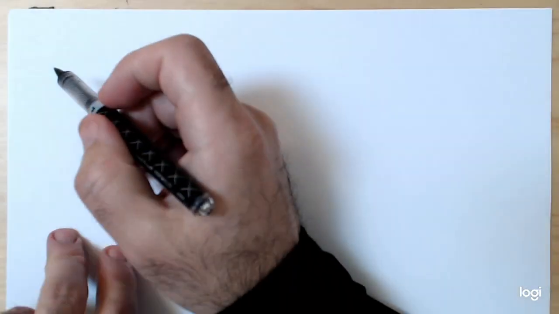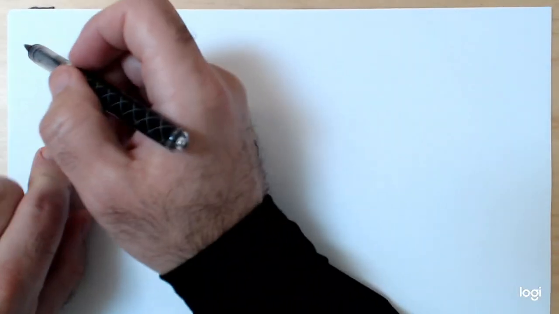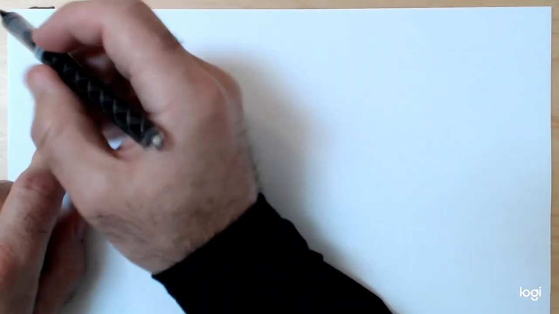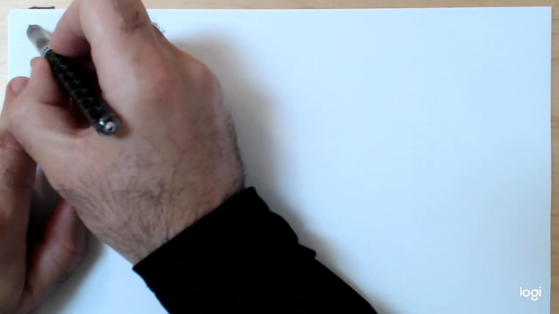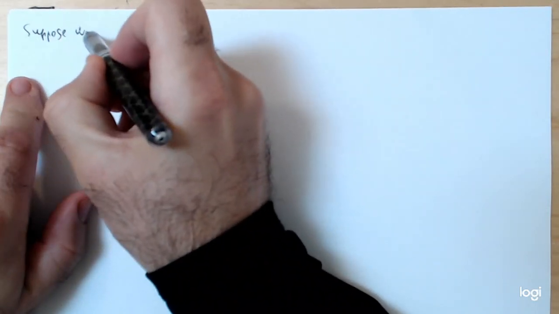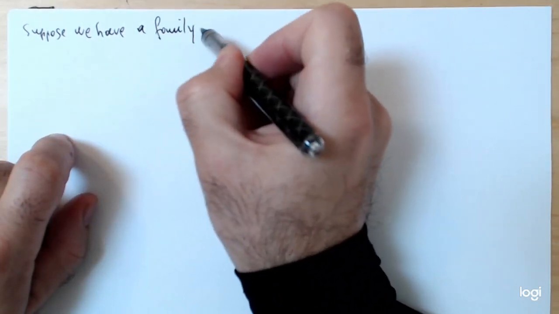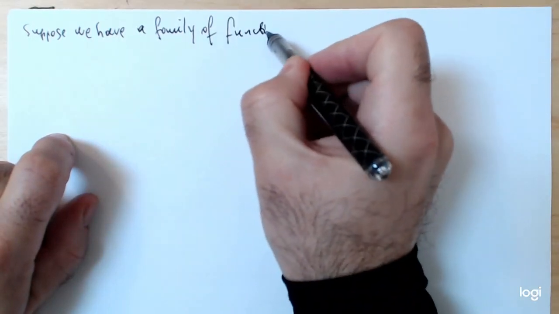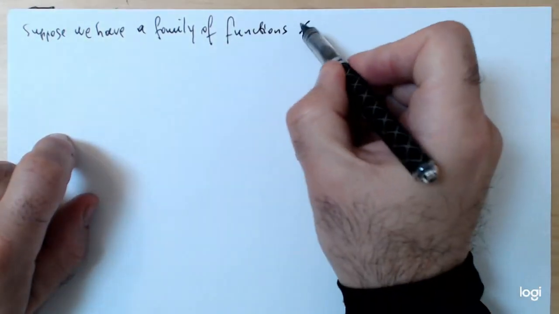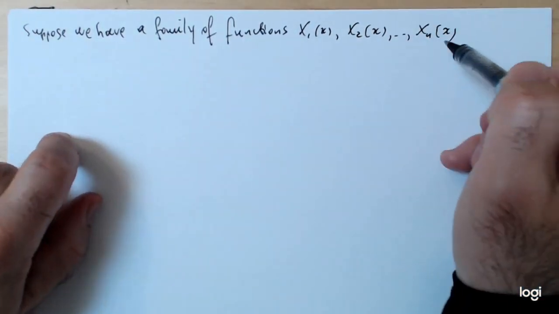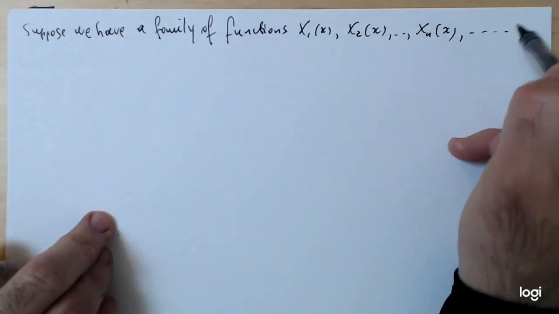So let's write down a definition first, and then we're going to illustrate back with sine and cosine maybe, or more generally with unspecified orthogonal functions. So suppose we have a family of functions X_1 of x, X_2 of x, X_n of x, and so on.